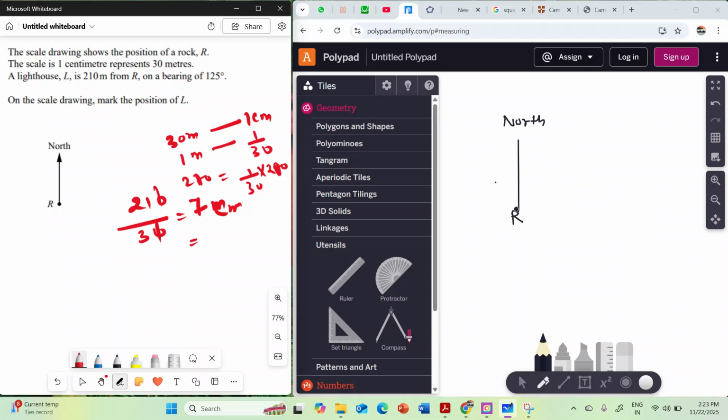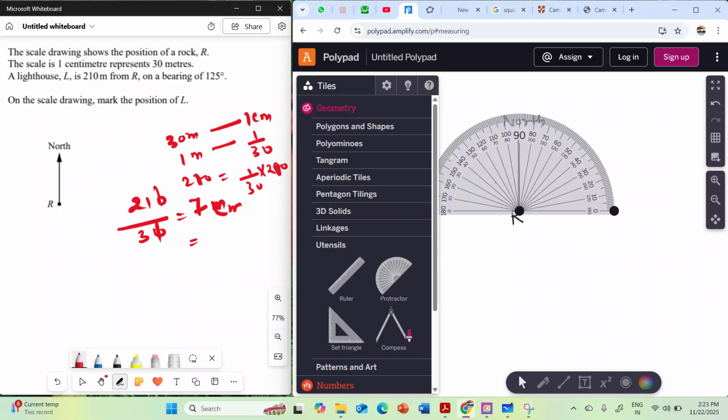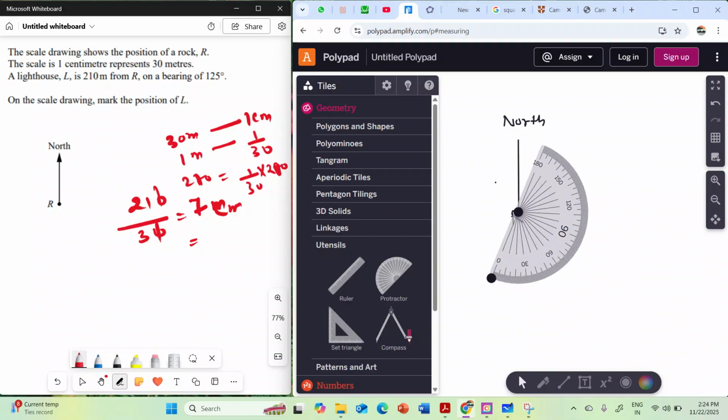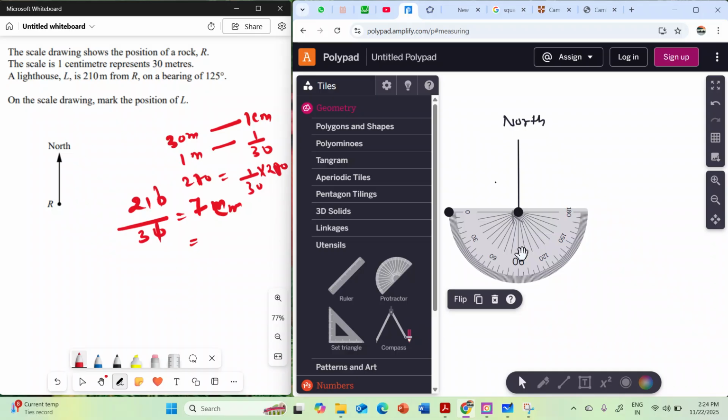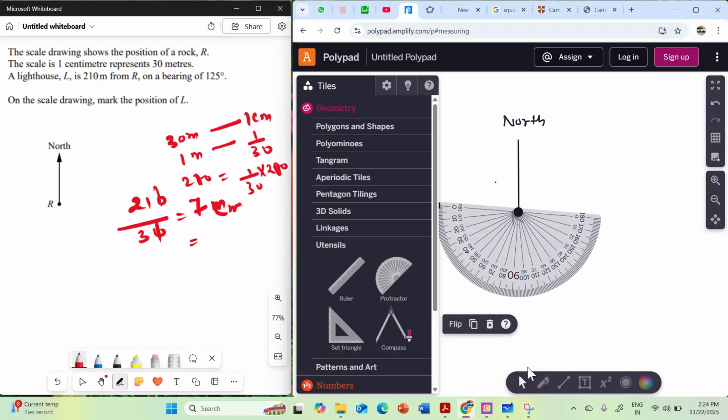So here I will use a protractor. This is the point R. I will use the protractor, and from here I will measure 125 degrees. So I will rotate clockwise. This is clockwise. Here this is 130, and here I have 125. So this is 125, and this is 127. So this is the position of L.